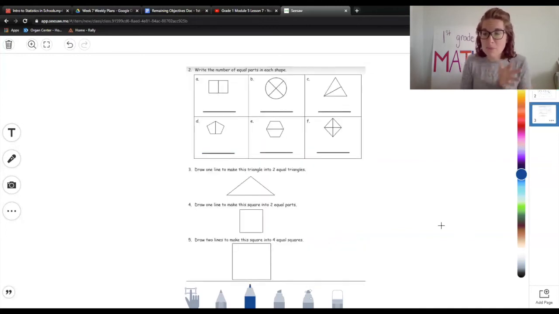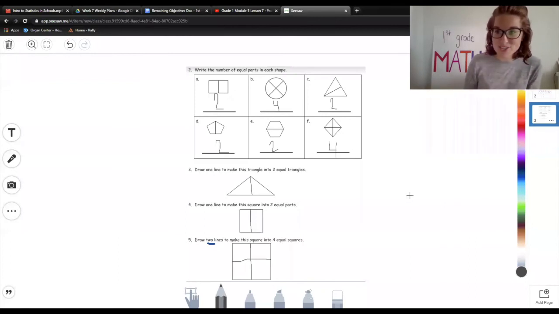Let's look at this page. I want you to pause this video and do this part by yourself. Let's look at the directions first. It says write the number of equal parts in each shape. Draw one line to make this triangle into two equal triangles. So you're going to divide this triangle into two equal parts. Draw one line to make this square into two equal parts. Draw two lines to make this square into four equal parts. So pause the video and just try your best, and then when you come back, we'll take a look at the answers together.